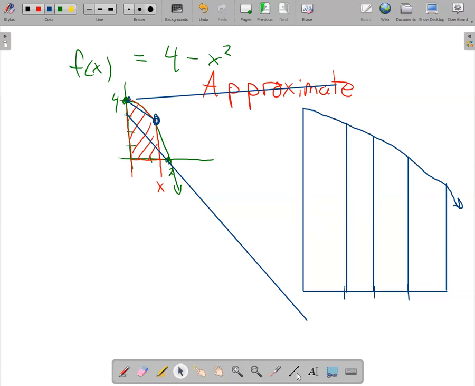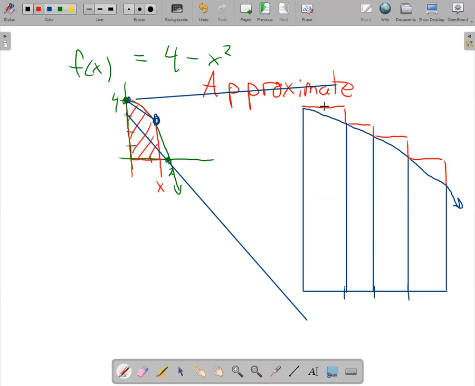Now, I still have a problem in that the tops of these are curved. I could do the same thing I did before and use triangles, but the easier thing to do is to just make them rectangles. To make this a rectangle, I either take the left-hand point and draw it across, or I take the right-hand point and draw it across. Take your pick. If I do what's called a left endpoint approximation, I take each left endpoint and turn these into actual rectangles, like that. In this case, with left-hand endpoints, I would get an over approximation.